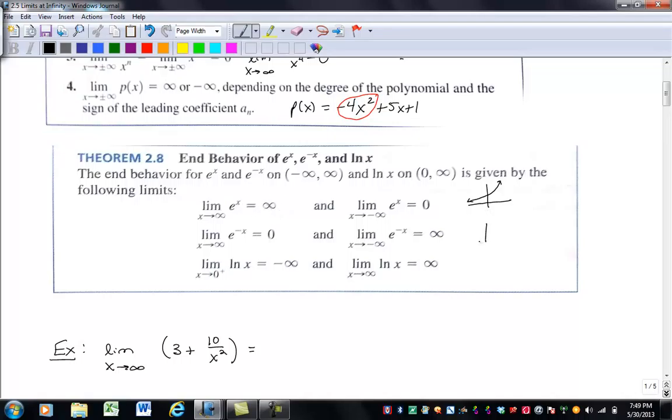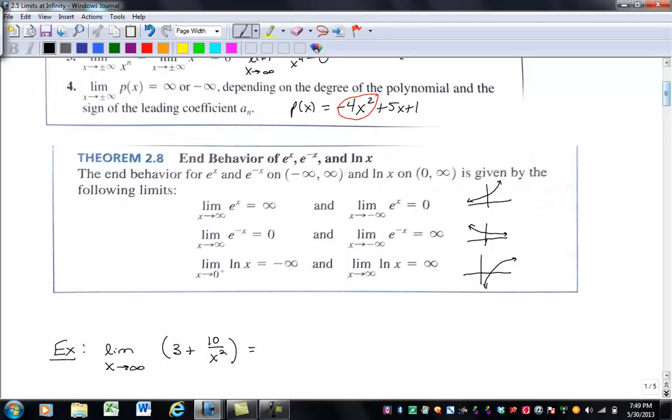The graph of e to the negative x is very similar, except it's flipped across the y-axis. So you'll notice as x goes to infinity, the y value goes to 0. That's what the first one says. As x goes to negative infinity, the y value goes to infinity. The natural log graph has a vertical asymptote at x equals 0. And so you'll notice from the graph, as x goes to 0 from the right, the y value goes to negative infinity. As x goes out to the right to infinity, the y value slowly grows to infinity.